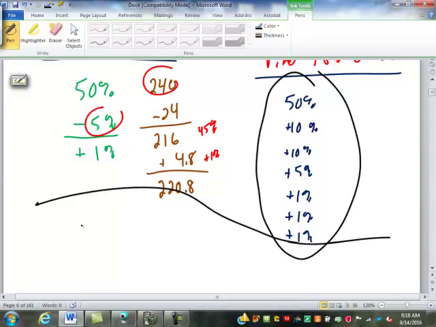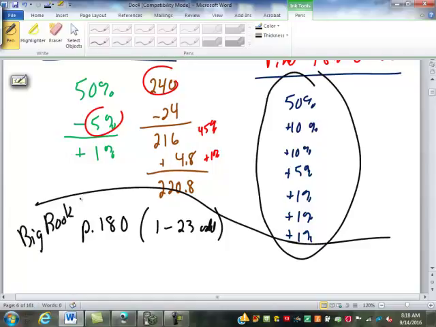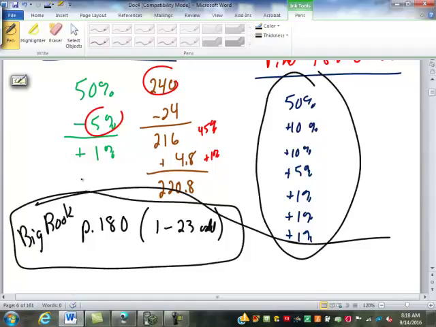In your book, on page 180, in the unit exercises, 1 through 23, the odd. This is in the large book. Big book, page 180. It's in the unit exercises, 1 through 23, the odd.